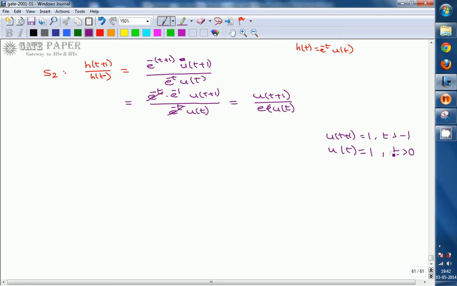Now in this expression, we got h of t plus 1 divided by h of t equals 1 by e itself. Here it is t greater than minus 1 and t greater than 0. T greater than 0 is obviously greater than minus 1, so that is just t greater than 0. Here we can observe the statement S2.